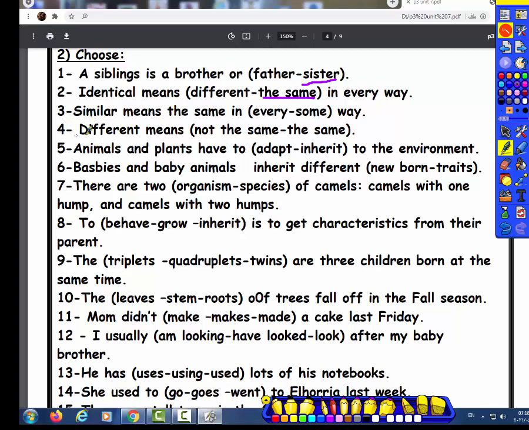Number 3. Similar means the same in every way or some way. Similar means having lots of things the same but not everything. So similar means the same in some ways, not in every way. Okay? Number 4. Different means not the same or the same. Different means not the same.